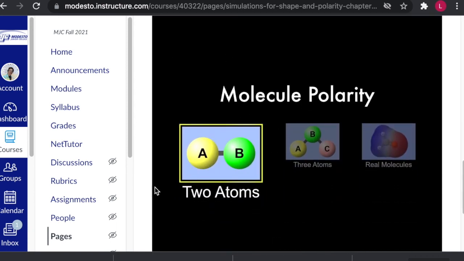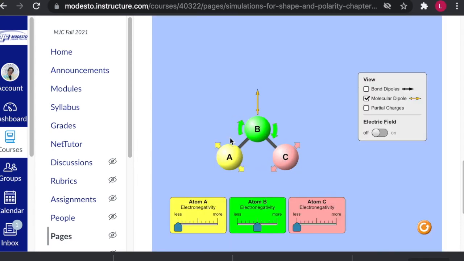Here's one on molecule polarity. We already looked at the 2 atom simulation when we were looking at just a specific bond between something with more and less electronegativity. 3 atoms is unfortunately as high as the simulator goes. It probably gets pretty complex. So we can show the bond dipoles, and we can also show the overall dipole, which is in yellow. So the bond dipoles are in black, and the overall is in yellow. So we have both of these.